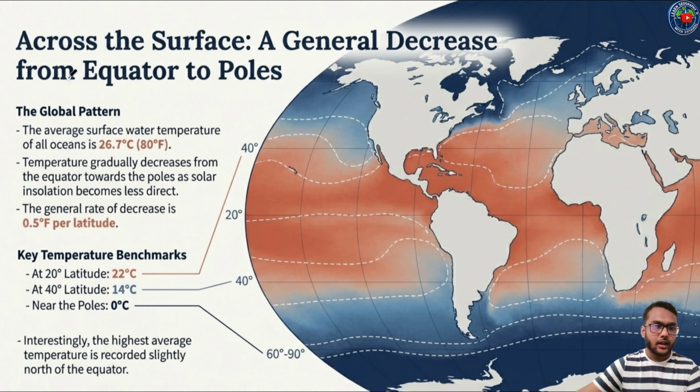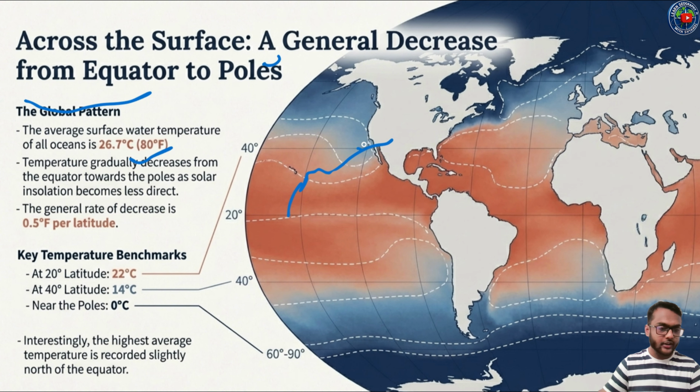Now, across the surface, there is a general decrease from the equator to the poles. The global pattern: the average surface water temperature of all oceans is 26.7 degrees Celsius, or 80 degrees Fahrenheit. Temperature gradually decreases from the equator towards the poles, as solar insolation becomes less direct.